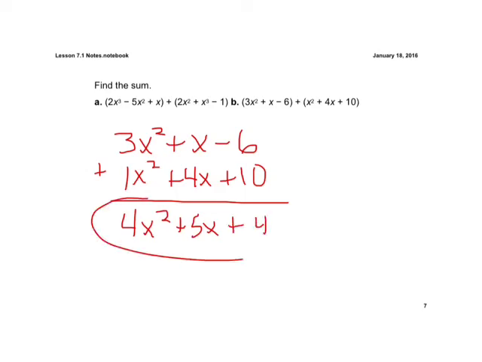Okay, so this is the vertical method. You do have to rewrite it in this method. It is nice because it lines up your like terms, but sometimes it's more work rewriting it. So use whatever method you like the best.